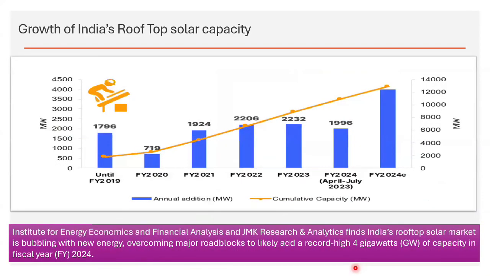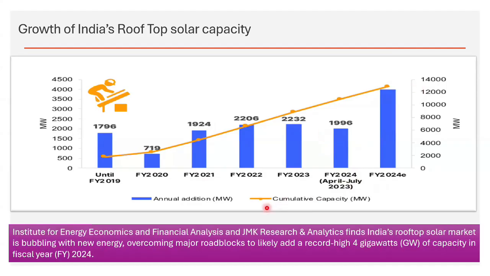This is a trend: in financial year 2020 we had 719 megawatt of solar power installation. Till 2019 we had 1796 megawatt of solar power installations, and this orange line is cumulative. In FY21 this was 1924, and in FY24, from April 23 to July 23, the figure was 1996 megawatt. The target for FY24 end is somewhere around 4000 megawatt, that is 4 gigawatt, and the cumulative stands somewhere around 12,000 megawatt or 12 gigawatt.